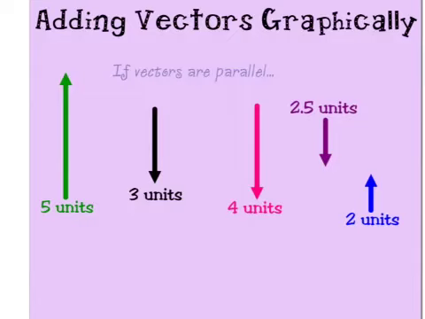Now you'll see that this is titled Adding Vectors Graphically. And that's because we're going to go through a format of what you do when you add vectors graphically. Specifically, when you're adding vectors graphically, you want to draw the 2 vectors so that they are tip to tail. Okay, what exactly does that mean?